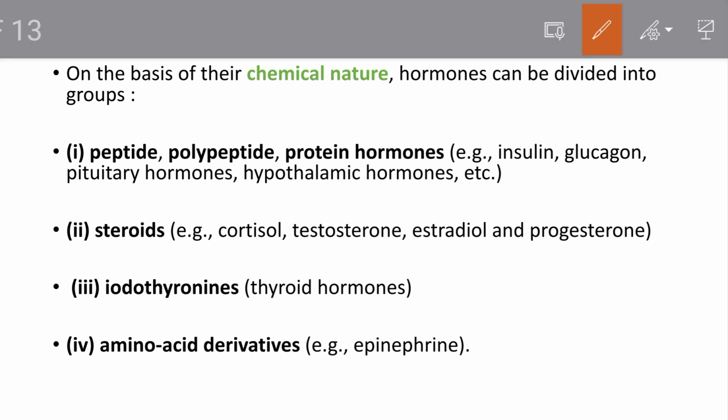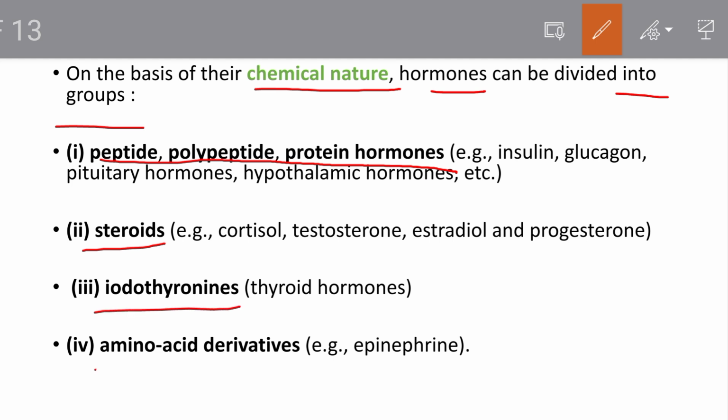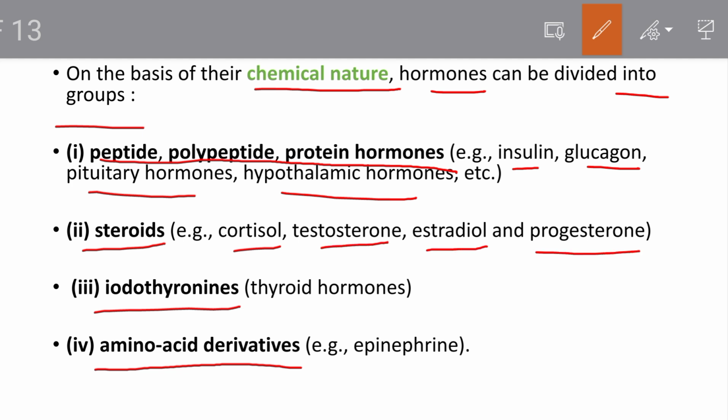On the basis of their chemical nature, hormones can be divided into groups like peptide, polypeptide, protein hormones, steroid hormones, iodothyronines, and amino acid derivatives. Peptide, polypeptide, and protein hormones include insulin, glucagon, pituitary hormones, hypothalamic hormones. Steroids include cortisol, testosterone, estradiol, progesterone.